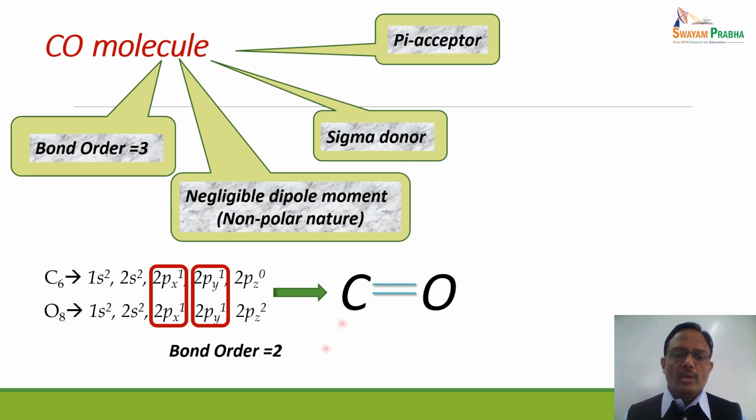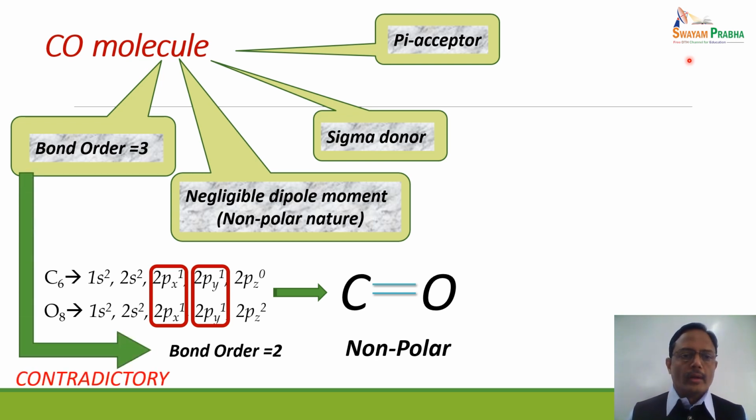Now if we look at these 2 properties, we can see that this molecule is definitely non-polar, explaining the negligible dipole moment or non-polar nature of this carbon oxygen bond. But it is contradictory to the bond order, which is an observed bond order of 3, whereas the bond order obtained from this particular configuration or this type of bonding will be equal to 2. So this is contradictory.